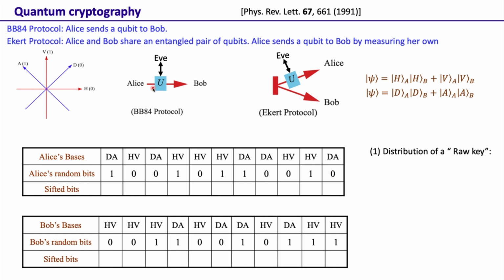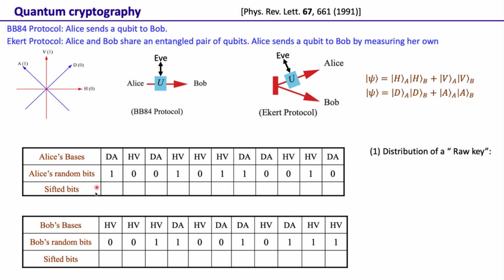In the BB84 protocol she just sends it. In the Eckert protocol she makes a measurement, and the time of measurement decides her choice of random basis. Now when Bob receives the photon, Bob also makes a random choice of basis, because Bob has no idea which basis Alice has prepared the photon in. So Bob will also choose his basis randomly. Let's say these are the bases chosen by Bob, and these are the bits that Bob obtained. This is called the distribution of a raw key.